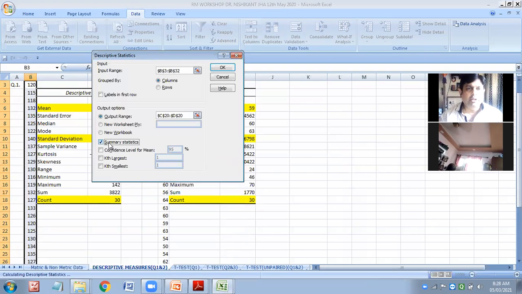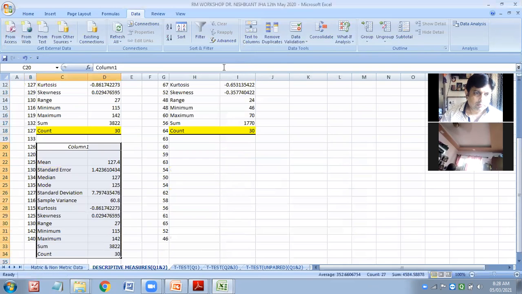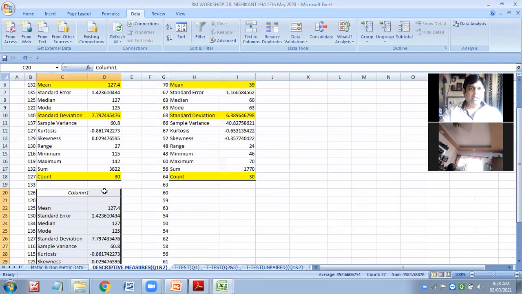Statistical summary मुझे चाहिए. आ गया, वही आंसर आया. मीन मेरा कितना आया? 127. मीडियन भी आया, मोड भी आया. See, there won't be any difference much. Why? Because मैंने बोला था all are measures of central tendency only. ये सब एवरेज ही देता है, मीन मीडियन मोड.